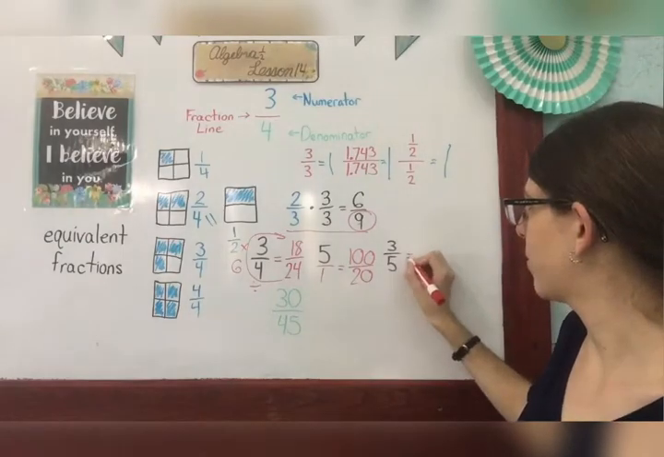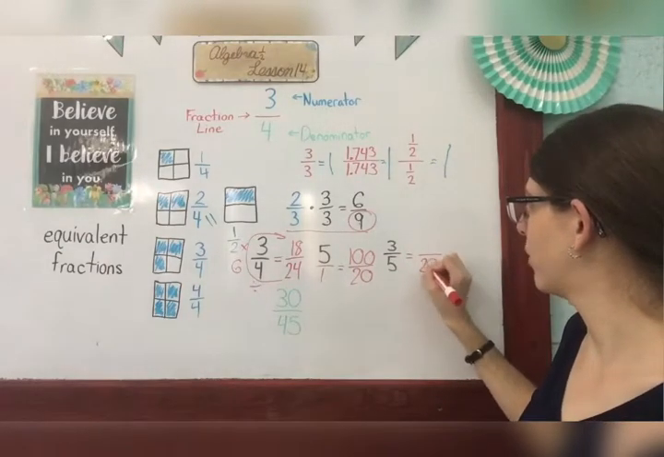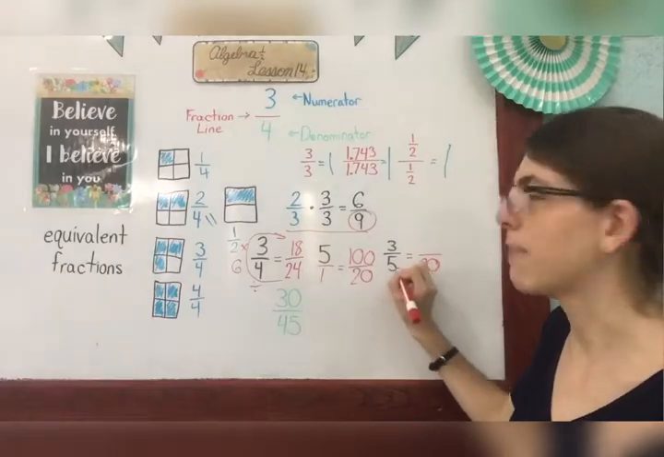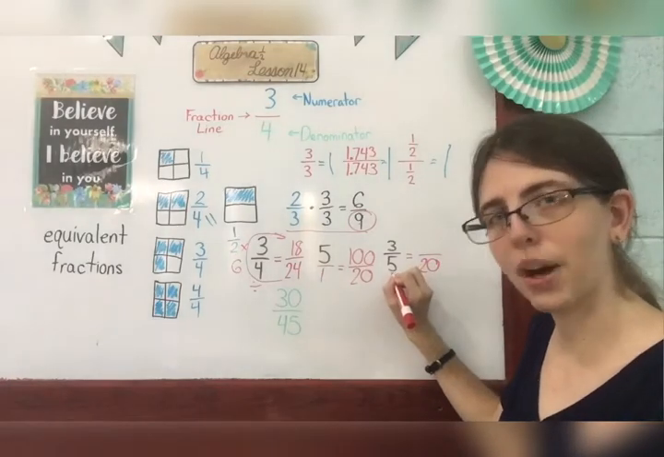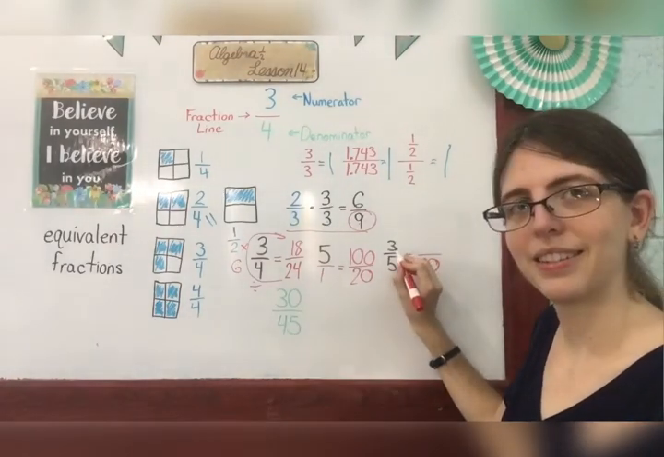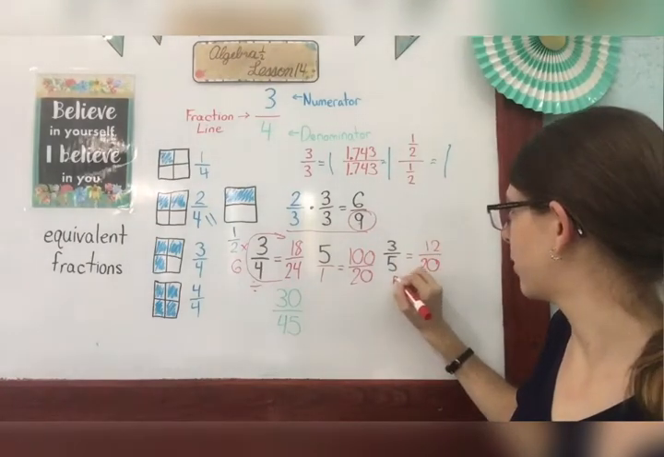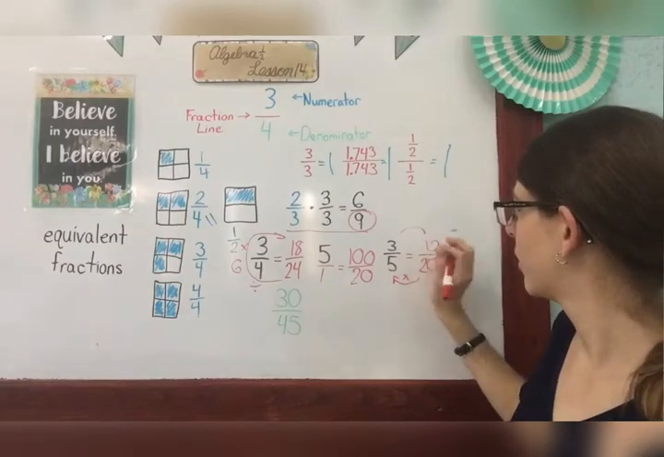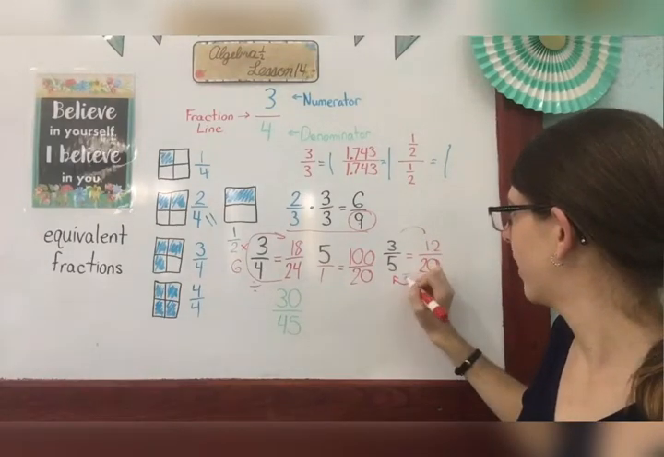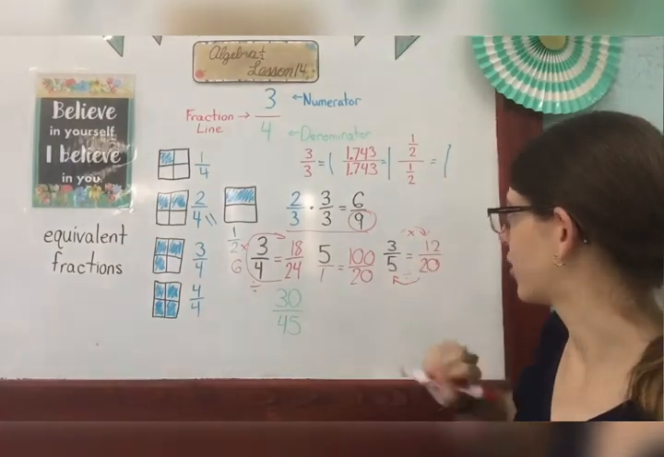Let's do the same thing with 3/5. I want it to have a denominator of 20. 20 divided by 5 is 4. Times 3 is 12. And that's all you have to do. So divide, multiply. You got your answer.